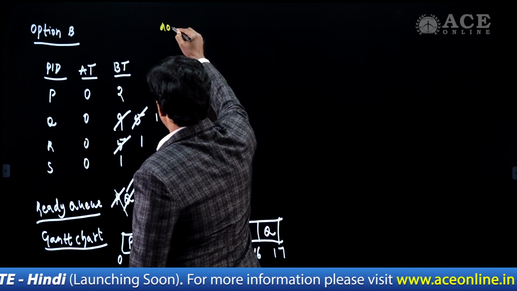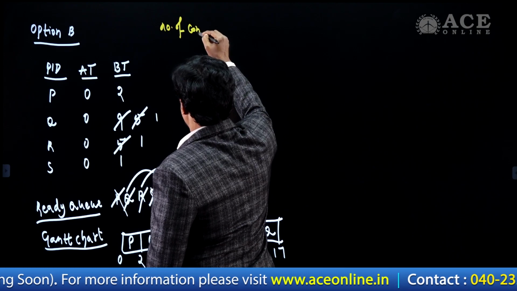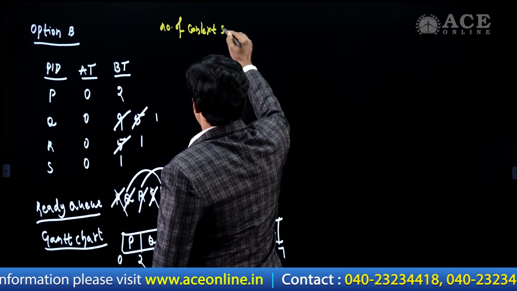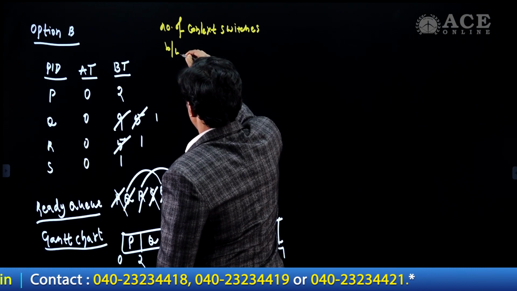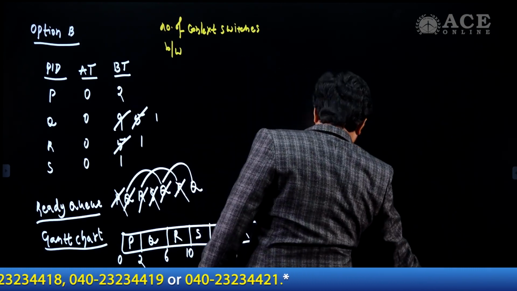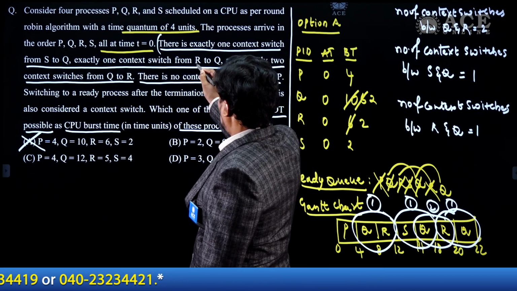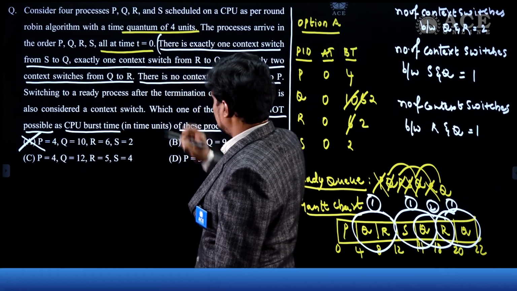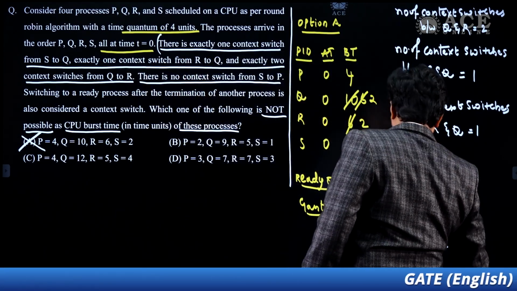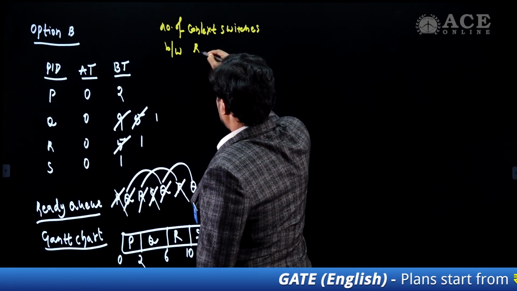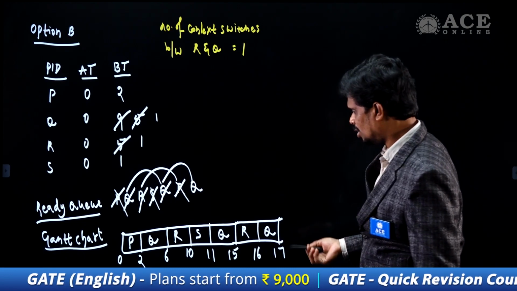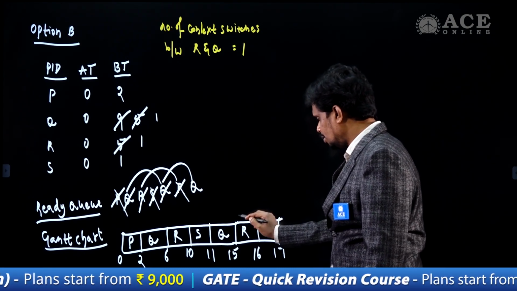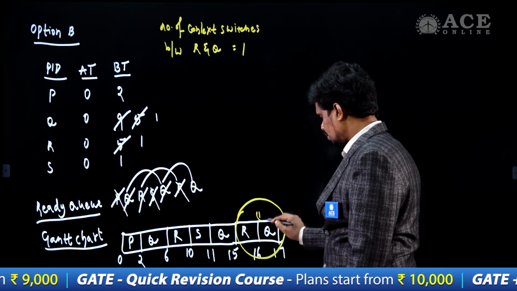Number of context switches between, what is the question it is mentioned? RQ1, SQ1. Between R and Q is equals to 1. So verify between R and Q, do we have only one context switch or not? So here we have one context switch.